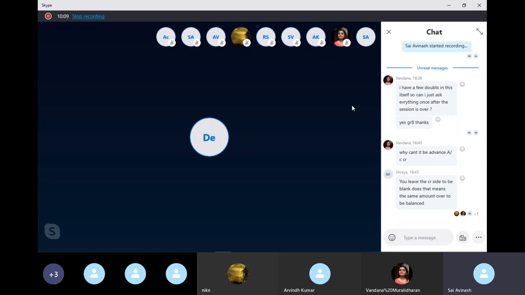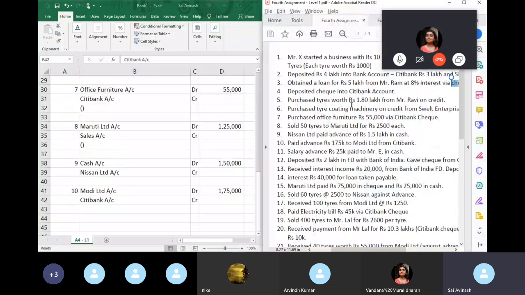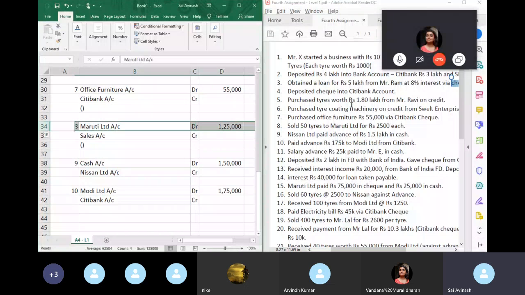Okay, so first, Vandana asks why it can't be an advance account. I'll explain it this way. Let's go order by order. Let us say I'm making a sale to five different people. If I'm making a sale, what is the entry? It is sales credit, customer debit, right? But there are five different people I'm selling to. If the journal entry is customer account debit, sales account credit, the exact words, five times, then the customer account will have a balance of, say, 10, 20, 50 lakhs.